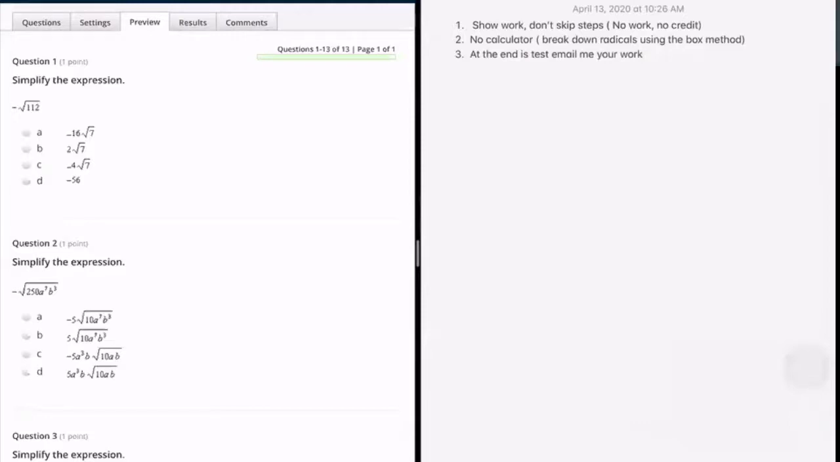So let's do question number 1. Question number 1 says negative square root of 112. Now, I'm going to write up a lot of work to show you I know what I'm doing. If I just use Photomath, it's going to give you the answer, and it's not going to help you. So I want you to make sure you draw the box. The idea is I don't know what numbers break up 112, so we're going to take our time. We're going to say 112.